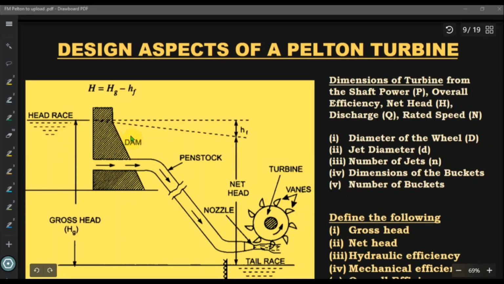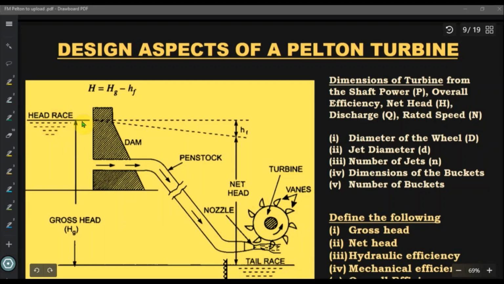Consider this layout of a Pelton turbine. A typical Pelton turbine installation can have a schematic layout like this, and you have the reservoir, and the water level in the reservoir is indicated by the head race, and this is the penstock pipe taking water from the reservoir to the power station where the turbine is installed, and after the extraction of power, the water is discharged to the region we call tail race, and the water level in the tail race is indicated by this.